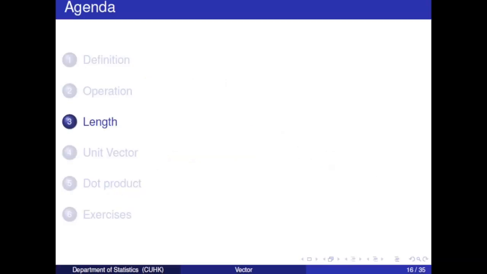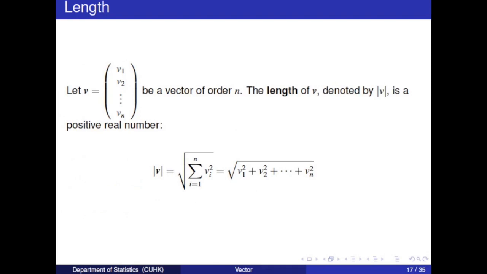Length. Let V be a vector of order n. The length of V, denoted by this symbol, is a positive real number. Here is the formula.